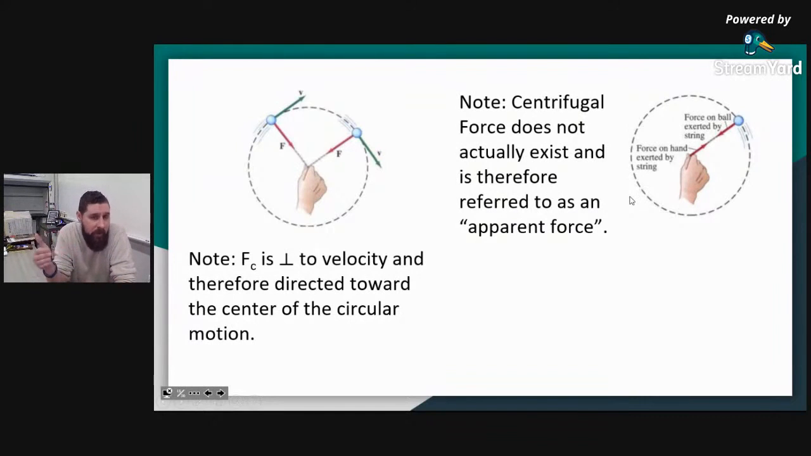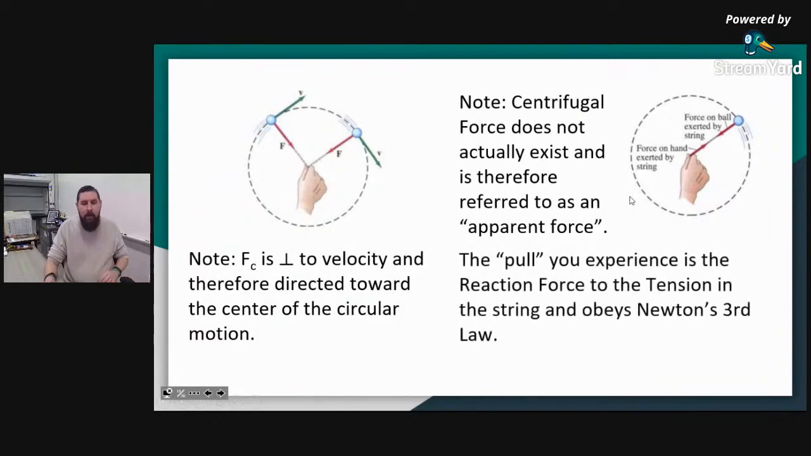So if ever you're working problems in physics and it asks you to explain an outward motion of something in circular motion, please don't ever answer it as being centrifugal force, because that's going to be an incorrect answer. You're going to get it wrong. Okay? You done goofed if you say centrifugal force. Again, that pull that you're experiencing is simply the reaction force to the tension in the string, and that's what obeys Newton's third law. Okay? So I feel like I've kind of beat that to death.